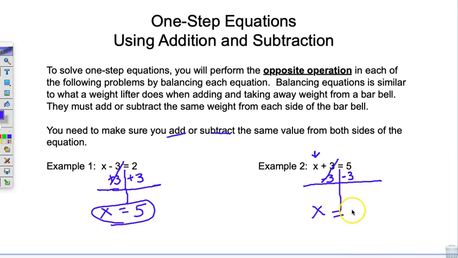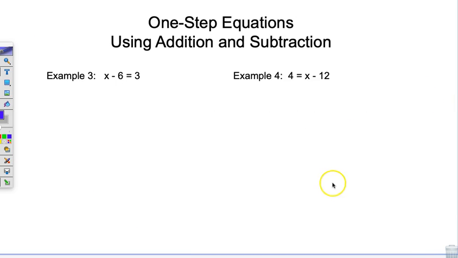Equals 5 take away 3 is 2. So just like we said, we knew we would end up with the answer 2, but showing all of our work using our algebra skills, it's all right there. Okay, so let's take a look then at the next screen, where we're going to do a couple more examples.